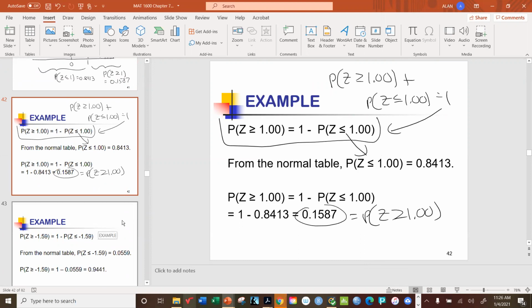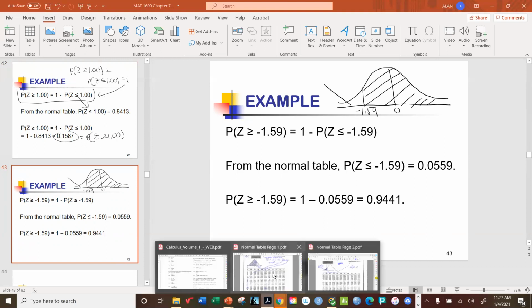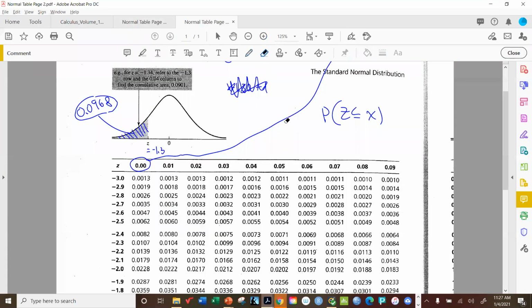All right. Now, how about another example? Let's look at negative 1.59. Now, we're being asked to find the probability of being above negative 1.59. So what we can do is look up this area in the table. Okay, so let's go to the negative chart. Negative 1.59 is found. All right, let me erase all this other stuff.